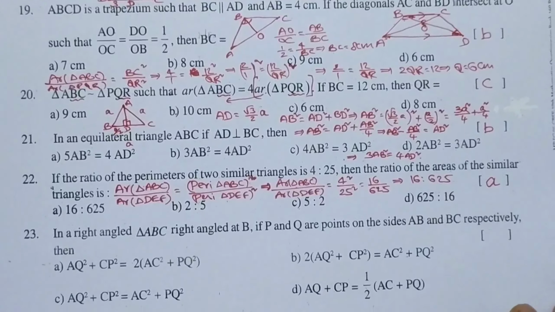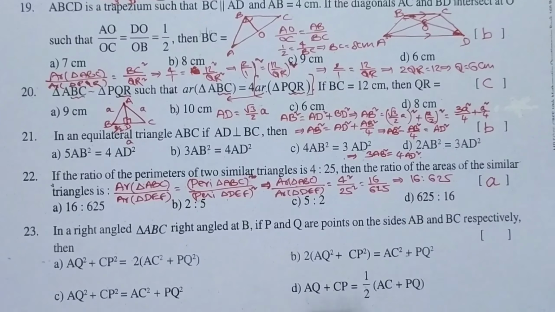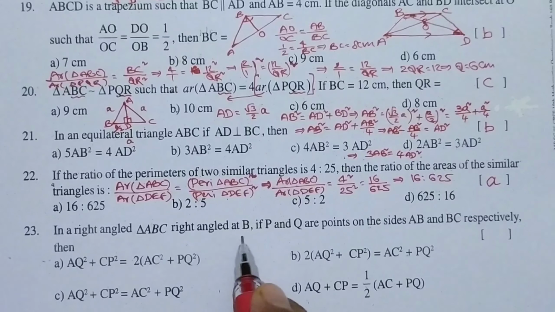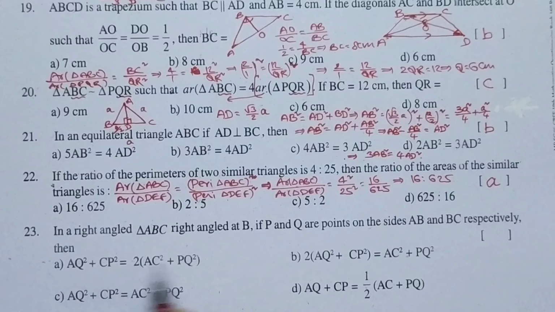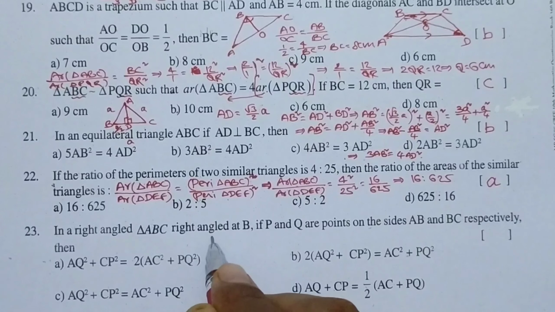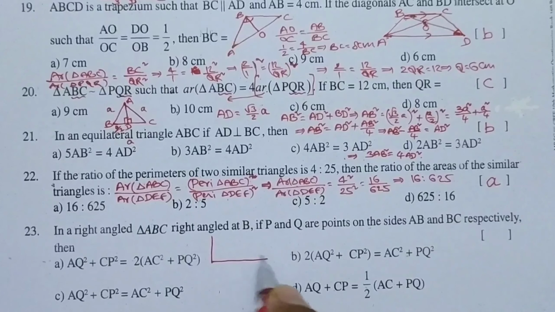Now we see question number 23. In triangle ABC, right angle at B, P and Q are points on sides AB and BC respectively. Then we need to check which is correct. So first of all, let us draw a triangle ABC, right angle at B.